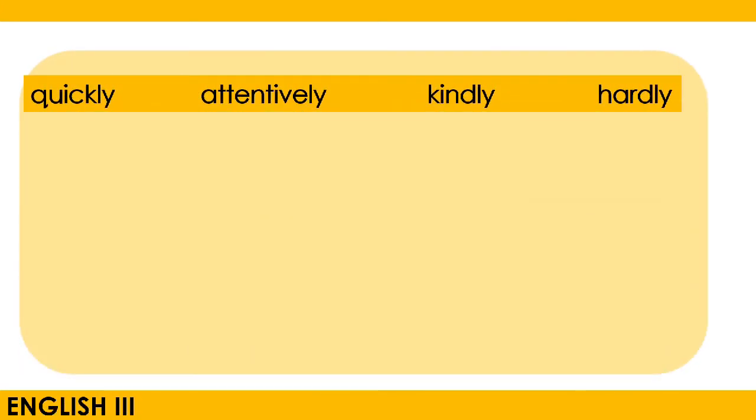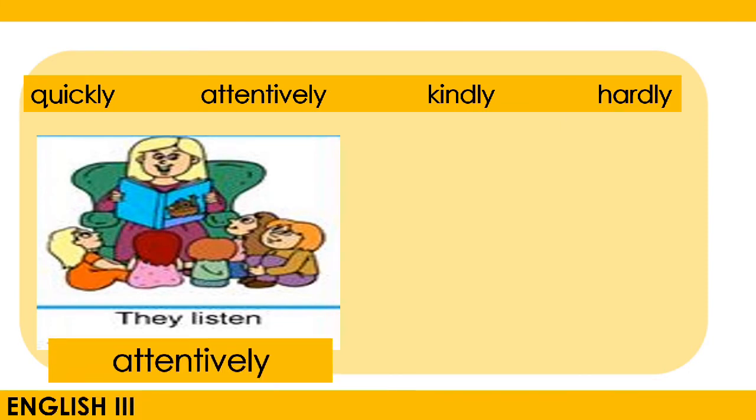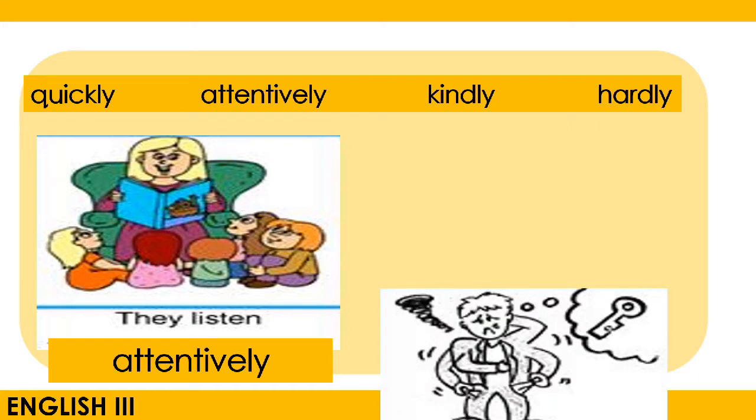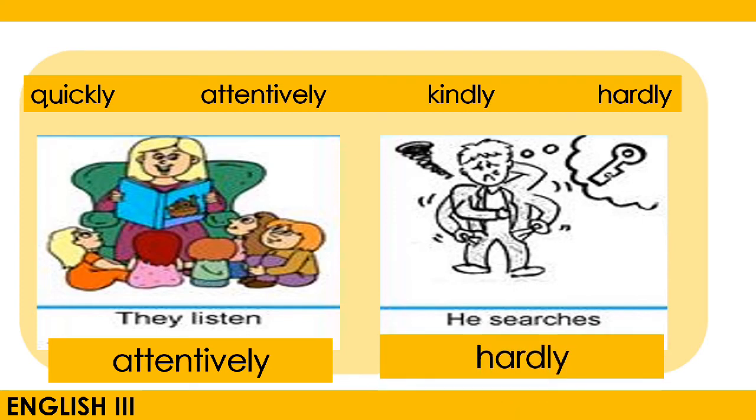Our first set of words: quickly, attentively, kindly, and hardly. Our first sentence: they listen. Correct. The answer is attentively. Our next sentence: he searches blank. What do you think is the answer? Correct. Hardly. He searches hardly.